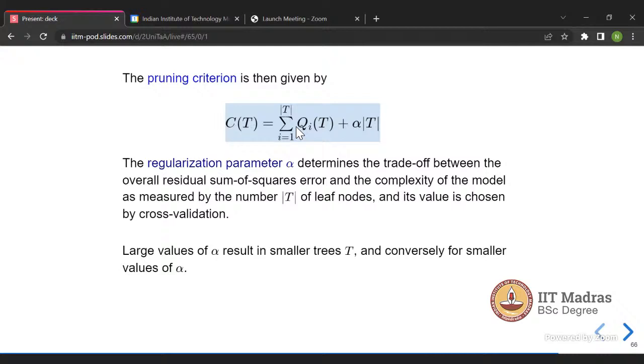But in that subtree, it is not necessary that, say for example, the total depth of the tree is 5. Here we'll check for all possible subtrees. Remember, for a finite tree, what I mean by finite tree is that the maximum depth of the tree is finite. So for a finite tree, there's going to be a finite number of subtrees, right? So we will check the value of CT for all such subtrees, and we will check for which subtree it is minimum.